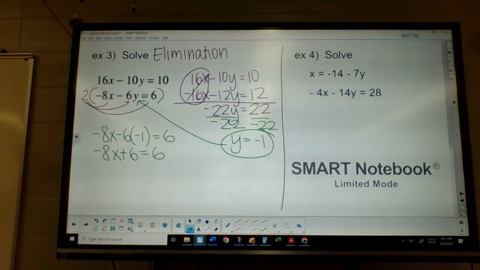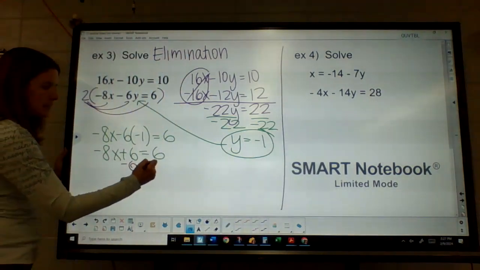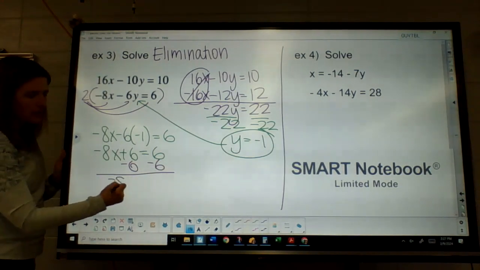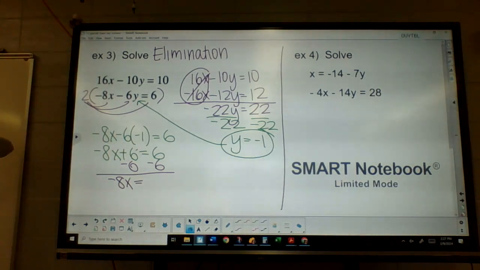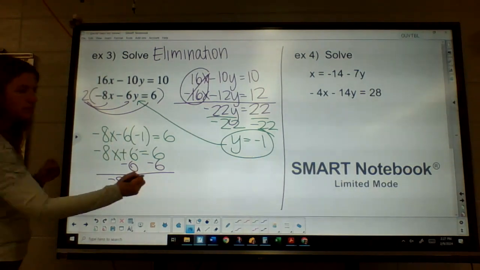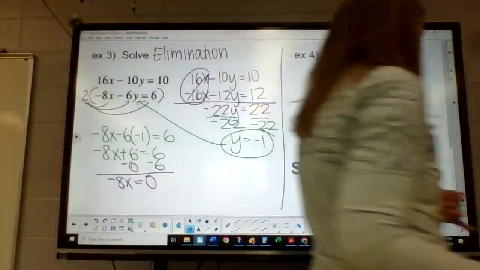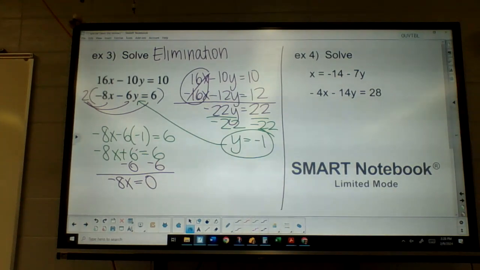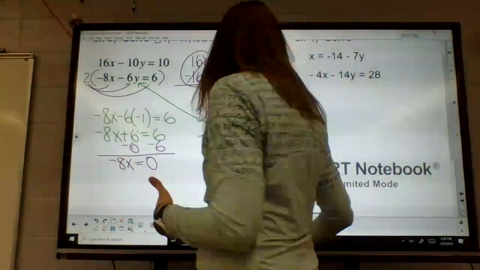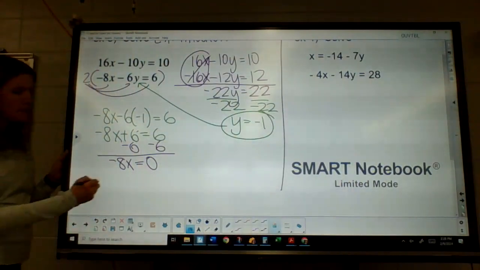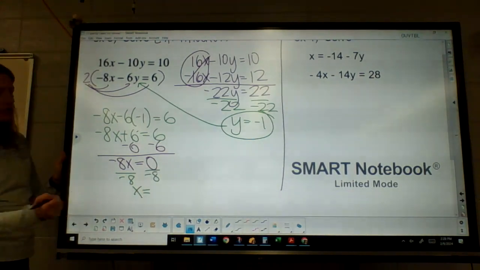When I go to get this x alone, we're going to subtract 6, right? But when I go to subtract 6, what happens? What happens over here? 0. It's 0. Now this does not mean no solution. There's an answer to this. We need to do what to get x alone? By what? Divide by negative 8. Now 0 divided by anything is just 0.